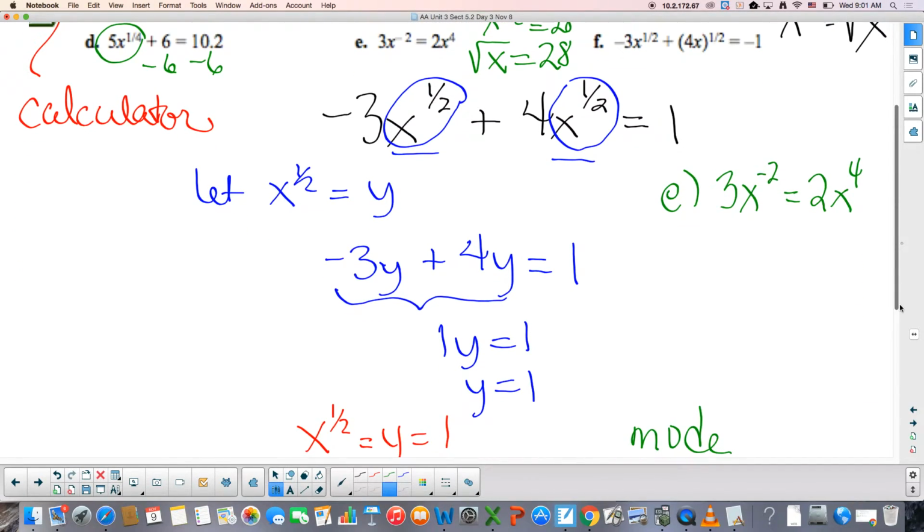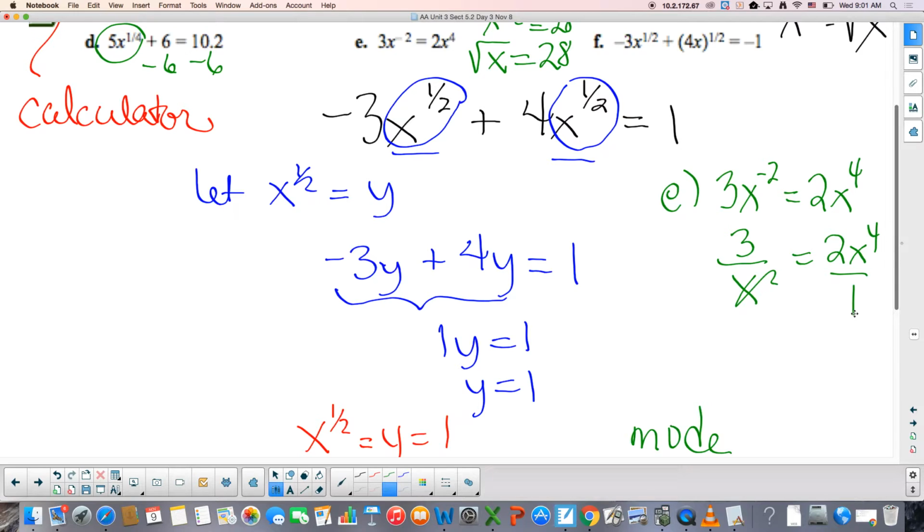Well, first off, I don't like that negative exponent, so let's get rid of it. So what is this without a negative exponent? 3 over x squared equals 2x to the 4th. Math is so nice, it tells you what to do. Anybody know what that's called when 2 fractions are equal? That's with a P. Proportion.